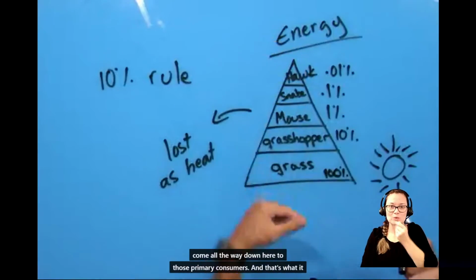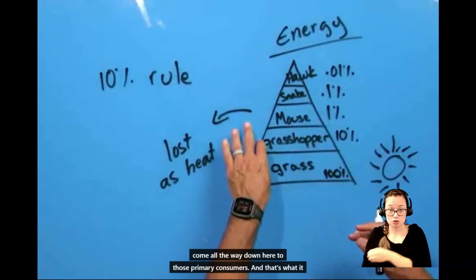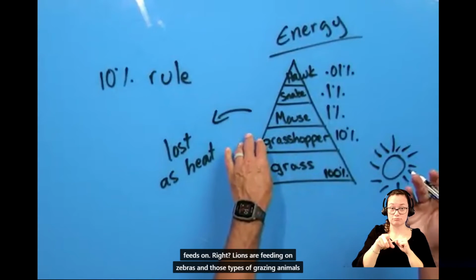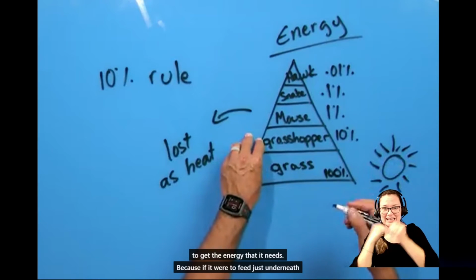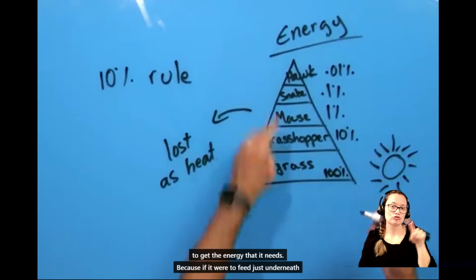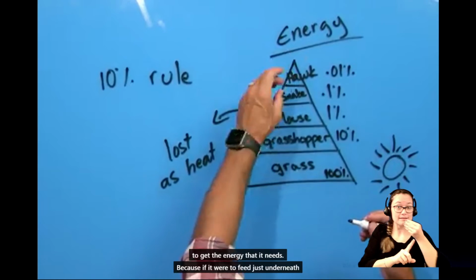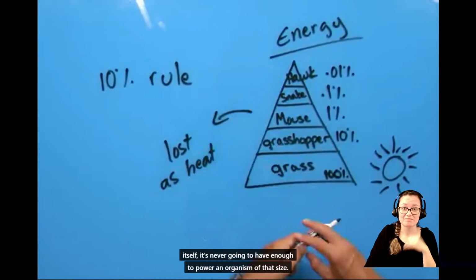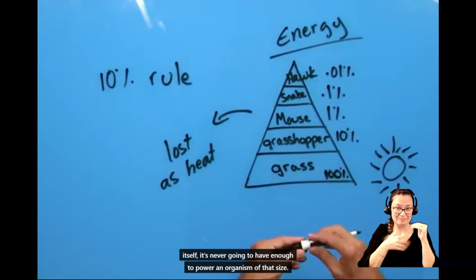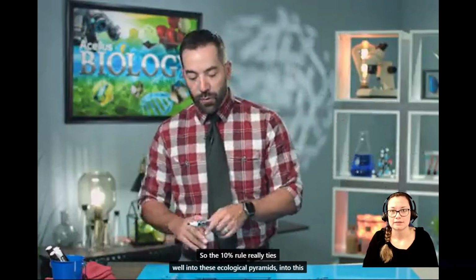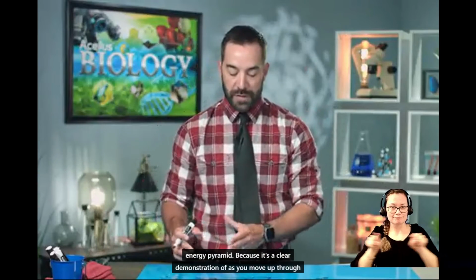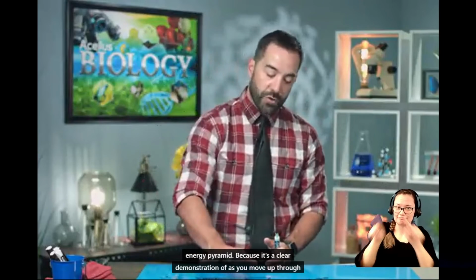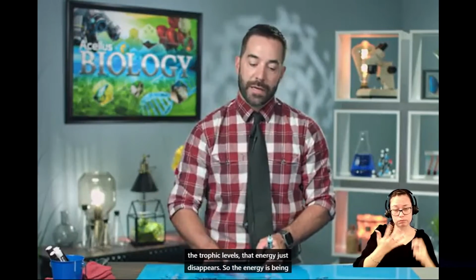That lion's going to have to come all the way down here to those primary consumers, and that's what it feeds on, right? Lions are feeding on zebras and those types of grazing animals to get the energy that it needs, because if it were to feed just underneath itself, it's never going to have enough to power an organism of that size. So the 10% rule really ties well into these ecological pyramids, into this energy pyramid, because it's a clear demonstration that as you move up through the trophic levels, that energy just disappears.